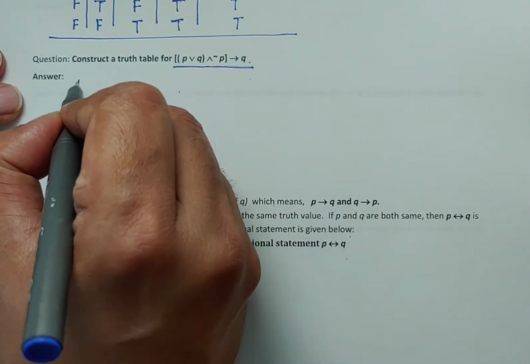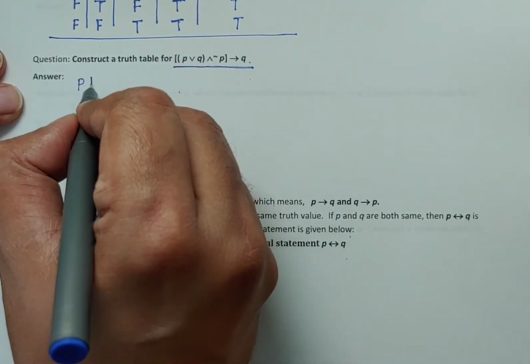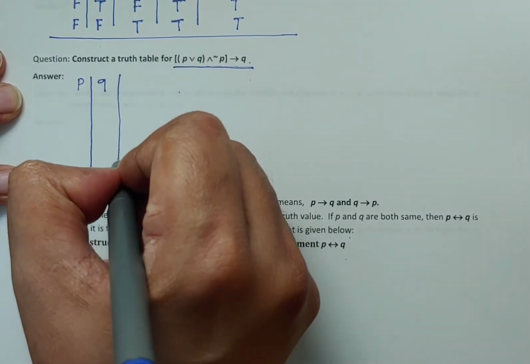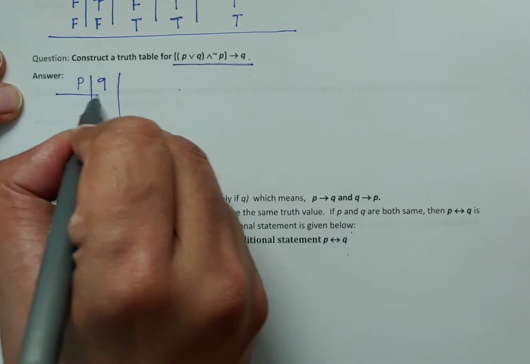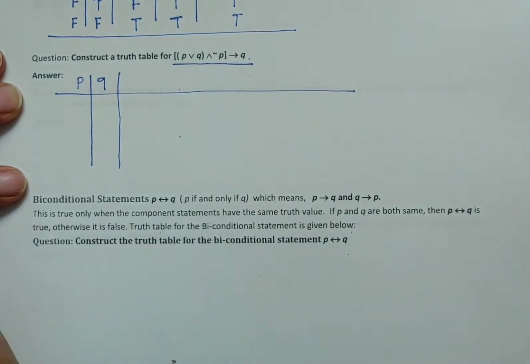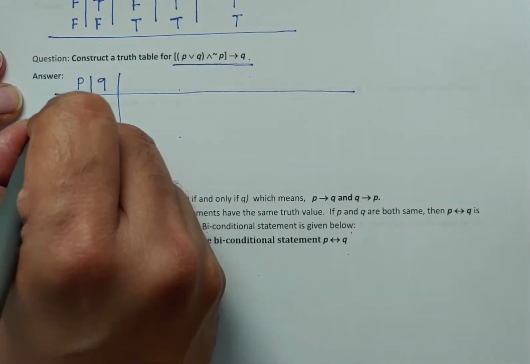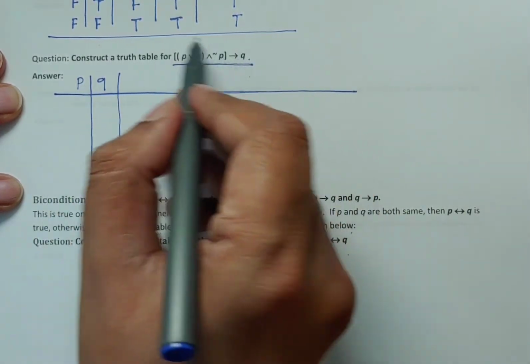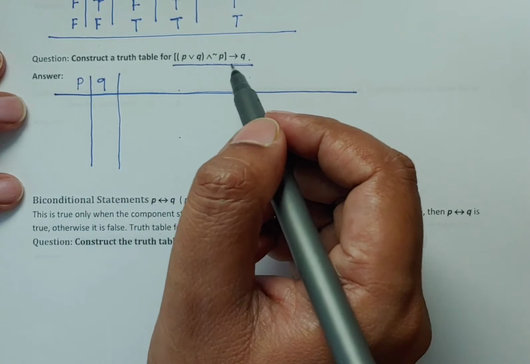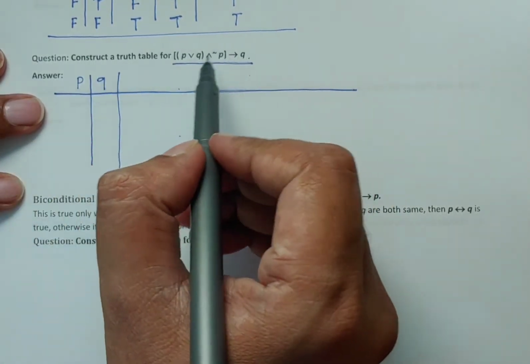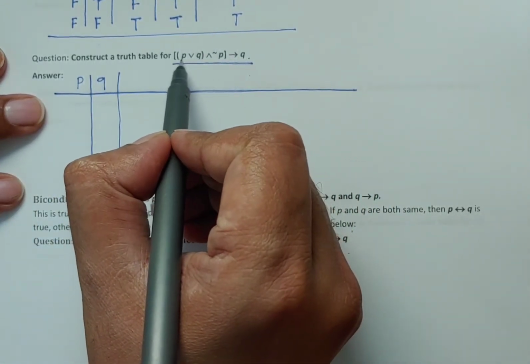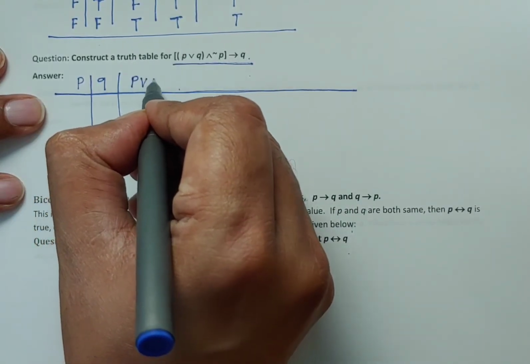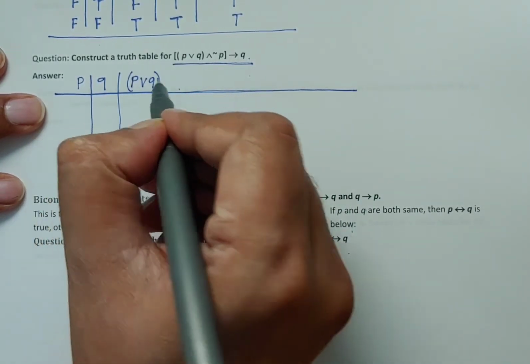So we start with P and Q, and we have to build up this statement. First we get P and Q. Now I'm going to get this part, P or Q, so I put that P or Q column.